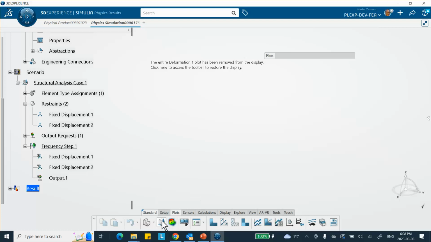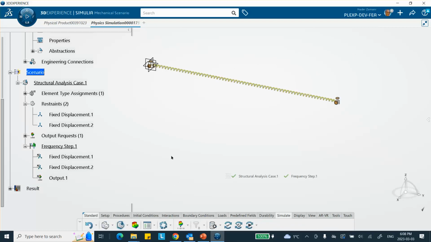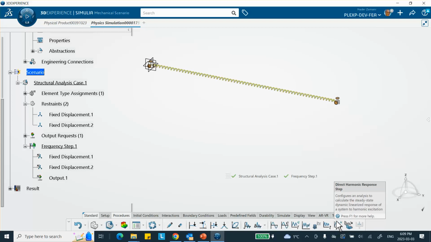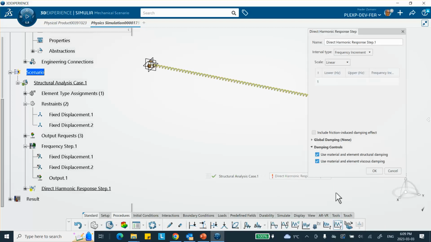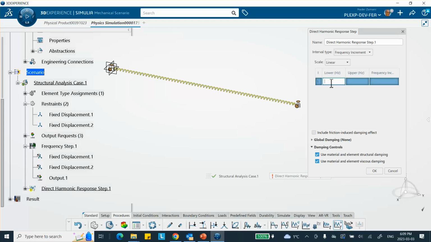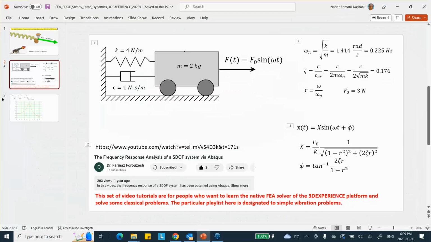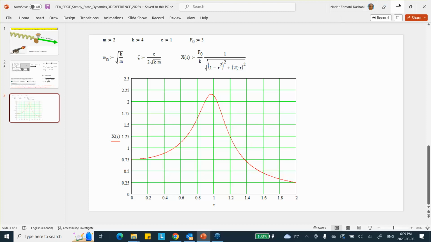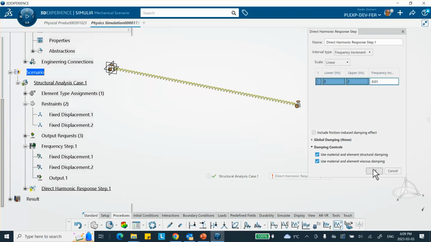Now we're going to go back to the scenario right there, because right now we are in results. We go back to scenario. And over here, we're going to say insert a direct harmonic response step, which is essentially steady state dynamics or modal dynamics. You click on it. Now, the frequency range is going to be between 0 and 2 hertz with increments of 0.1 hertz. Let's make it 0.1, because otherwise the resulting graph is going to be jagged. Good. And then we say okay.